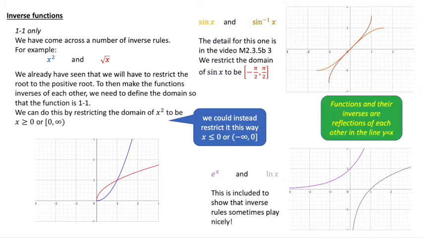Now, functions and their inverses are reflections of each other in the line y equals x, always. And this can be very useful if we want to sketch inverse functions. We'll put the reflection lines in so you can see it. And it's not a surprise that they should be reflections of each other, and it's worth a bit of thought.